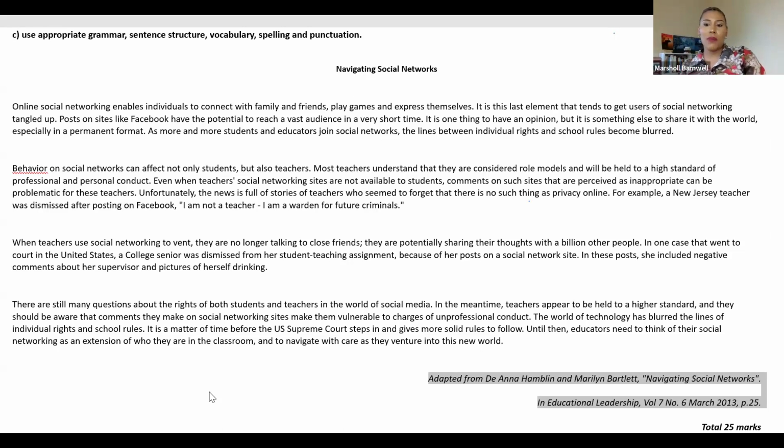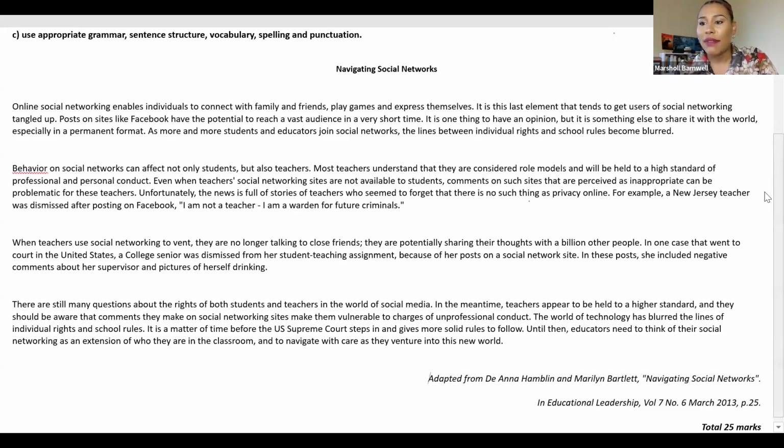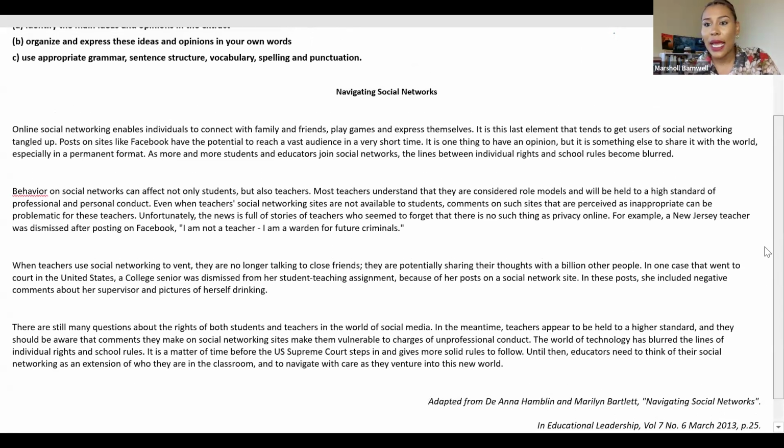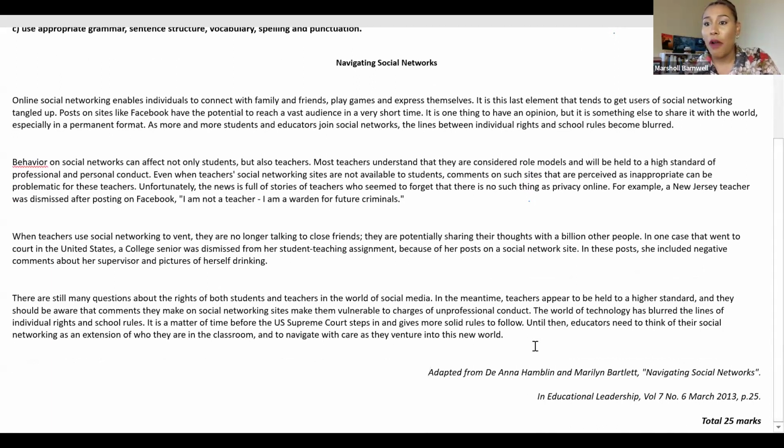Why is this information important? Because this is where you will get your topic sentence. So your first bit of information that you need to include is this: Navigating Social Networks is the title of the piece, written by Deanna Hamblin and Marilyn Bartlett, an expository piece from the journal or the professional magazine, Educational Leadership.